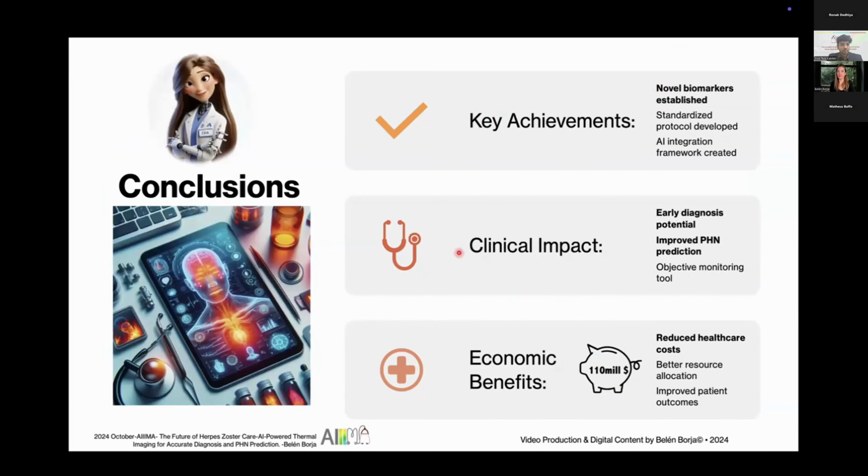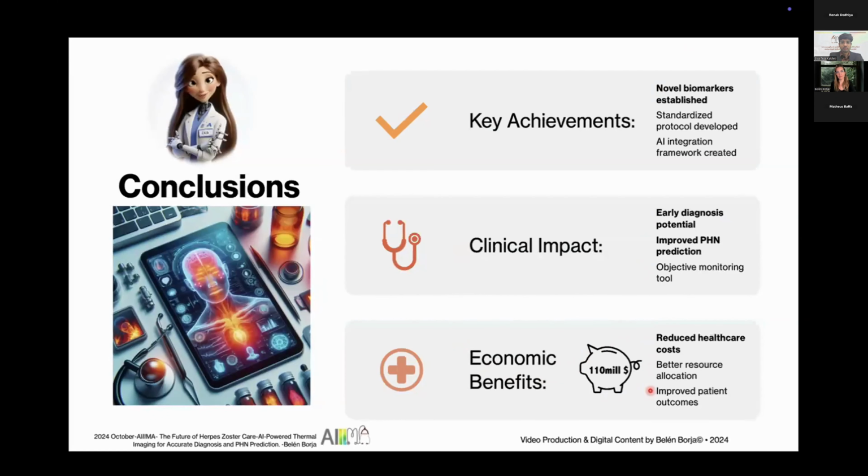The clinical impact? We're talking early diagnosis potential. Those first 72 hours are golden. Improved PHN prediction, because prevention is better than cure, and an objective monitoring tool that takes the guesswork out of treatment. And the economic benefits? We're talking about saving over $110 million annually in healthcare costs. Now that's what I call thermal efficiency, optimizing resource allocation, because every penny counts, and most importantly, improving patient outcomes.